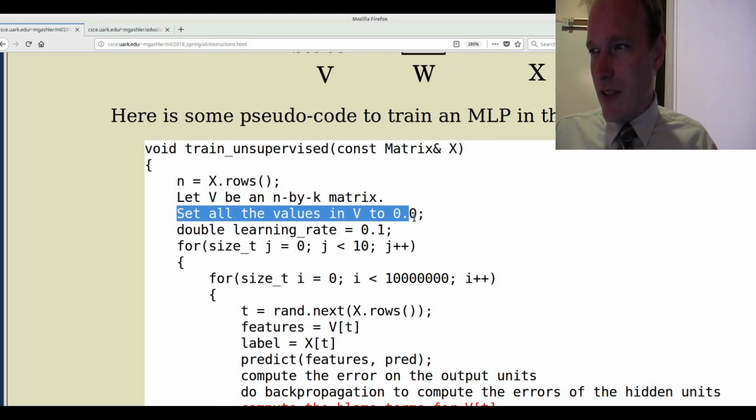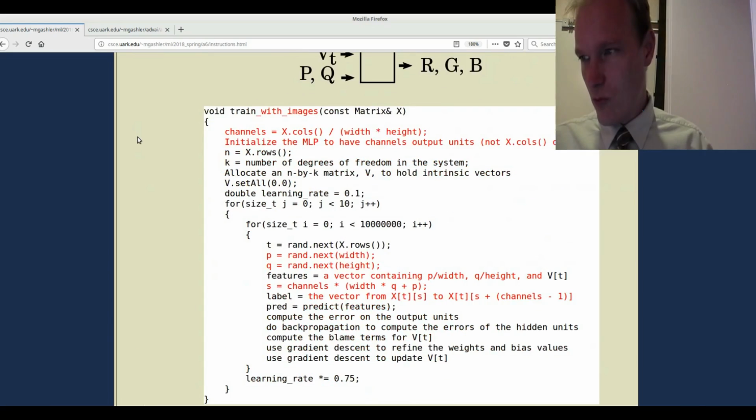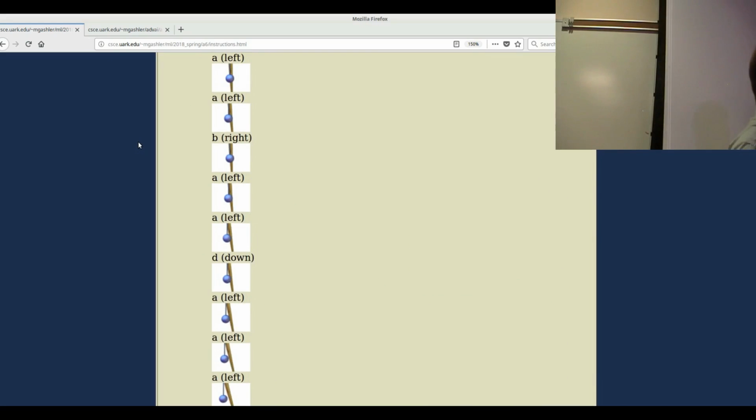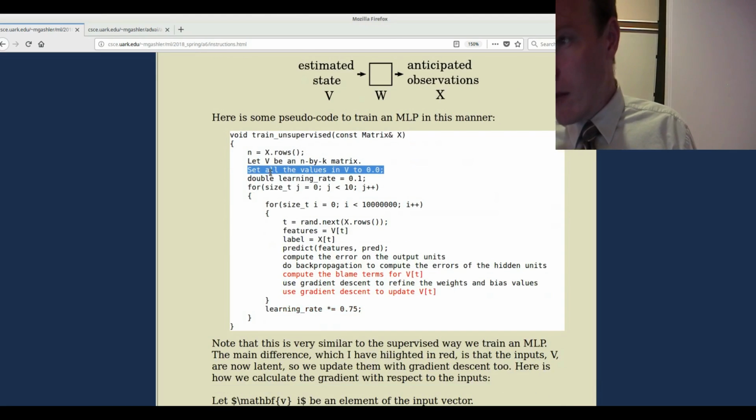To start with, we're going to set all the values in v to 0. In other words, for this, we've got this crane that's randomly walking through its state space. We're going to assume we don't actually know the state of the crane in any of these images. So we're just going to assign them all to zeros for right now. Do a whole bunch of times.